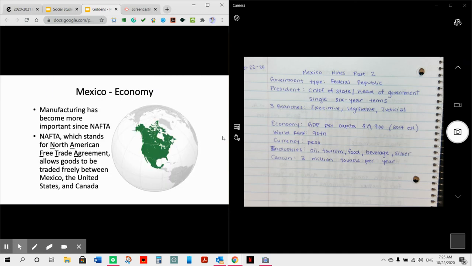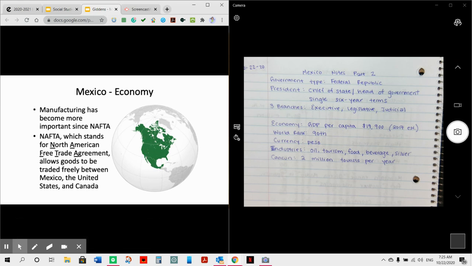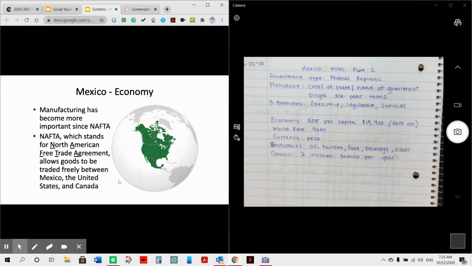Okay, Mexico economy. Manufacturing has become more important since NAFTA. NAFTA, which stands for North American Free Trade Agreement, allows goods to be traded freely between Mexico, the United States, and Canada. So these three countries, here's Canada up here in the north, then here's the United States, plus Alaska is still a part of the United States, and plus Mexico, which is south of the United States. All these three countries have decided we would like to be able to trade with each other, so they created NAFTA. We're going to write that down on our notes.